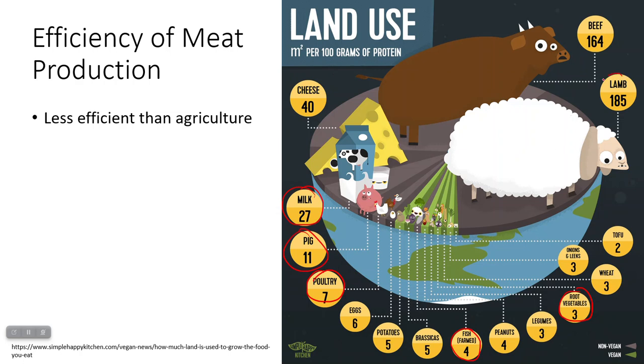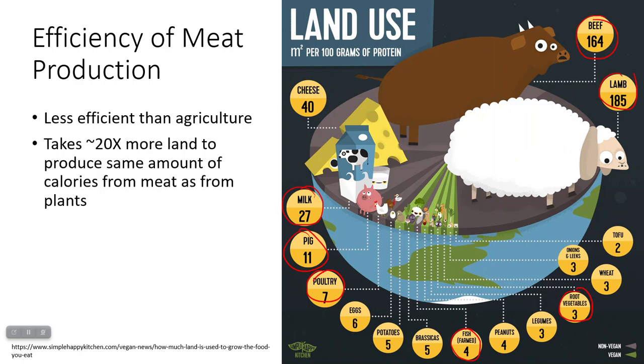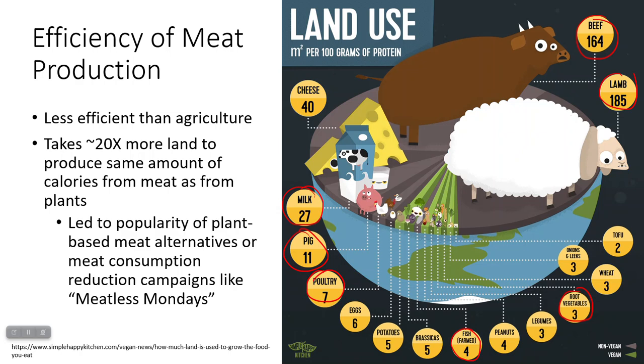But when you get to larger animals like lambs and beef, notice you need like 164 square meters, many, many times the amount of space that you need for a lot of these other sources of protein just to produce that 100 grams of protein. It takes anywhere from 10 to 20 times more land to produce the same amount of calories or the same amount of protein from meat as you get from plants.